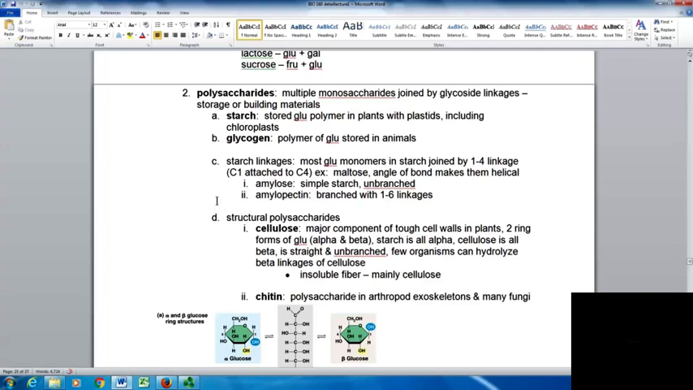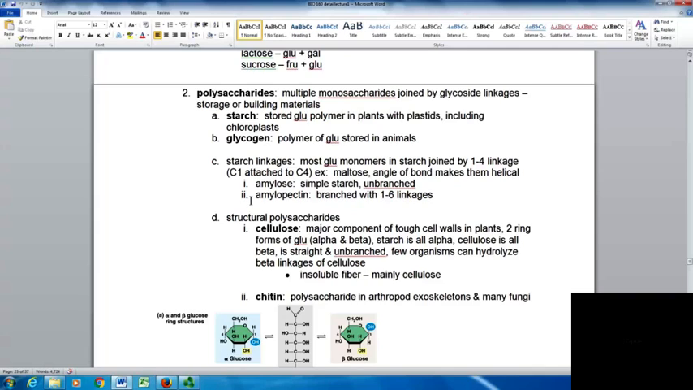When we look at the starch linkages, most glucose monomers in starch are going to join by a 1,4 linkage. What that means is carbon 1 is going to attach to carbon 4. For example, in maltose, the angle of the bond makes them helical. So one example would be amylose, which is a simple starch. It's unbranched. Another example would be amylopectin. It's branched with 1,6 linkages.